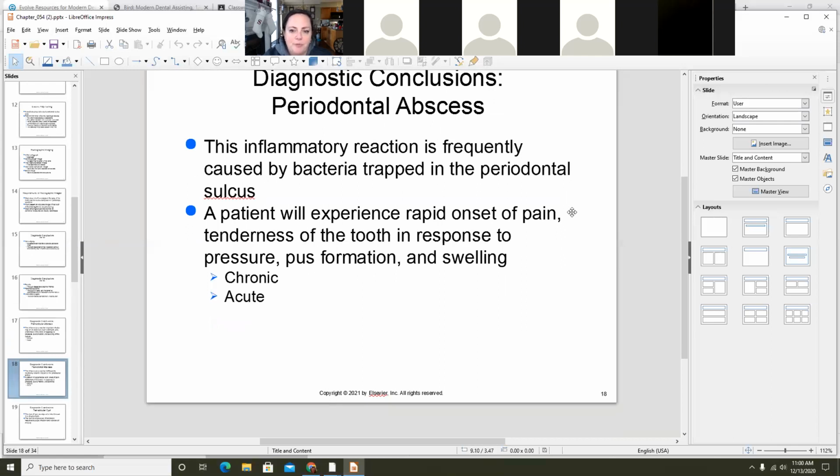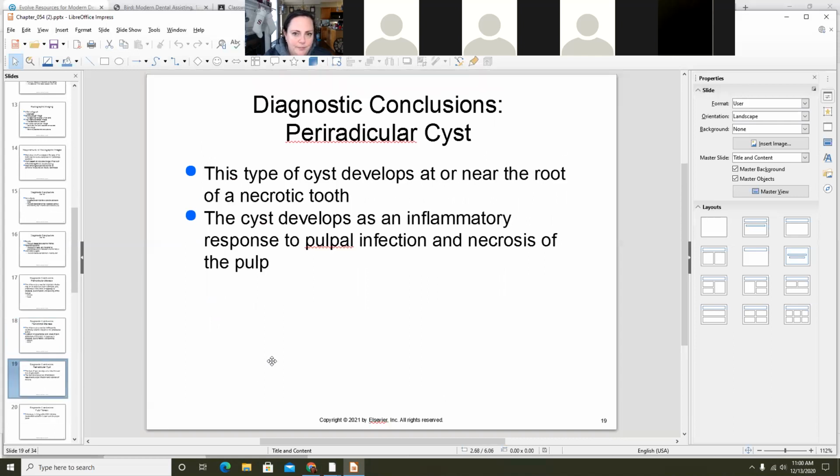A patient will experience rapid onset of pain, tenderness of the tooth in response to pressure, pus formation and swelling, and again, chronic and acute. A periradicular cyst, this type of cyst develops at or near the root of a necrotic tooth. The cyst develops as an inflammatory response to pulpal infection and necrosis of the pulp. Okay, so this is going to show up on teeth whose pulp has died already. All right, and we've seen it in x-rays.